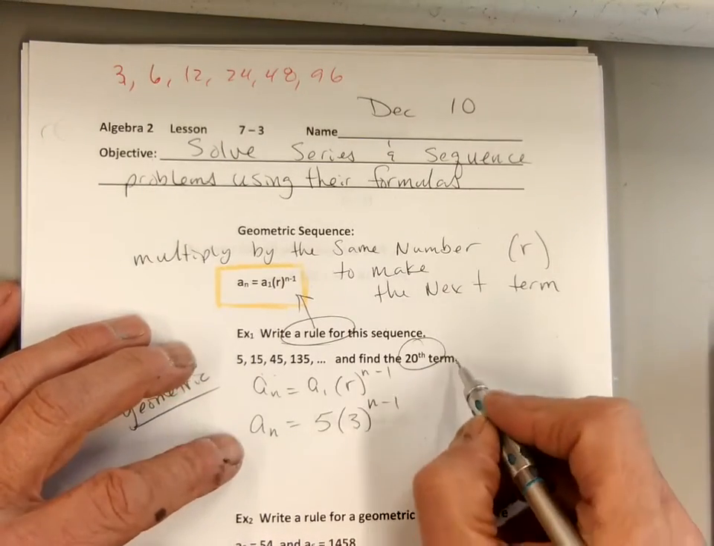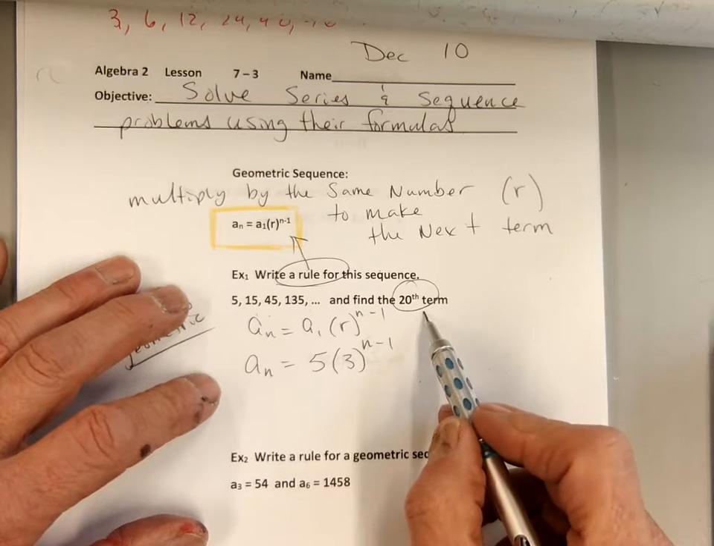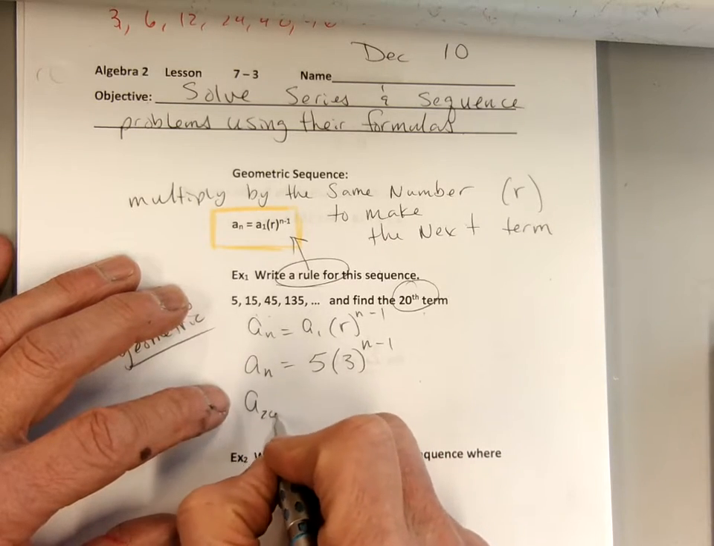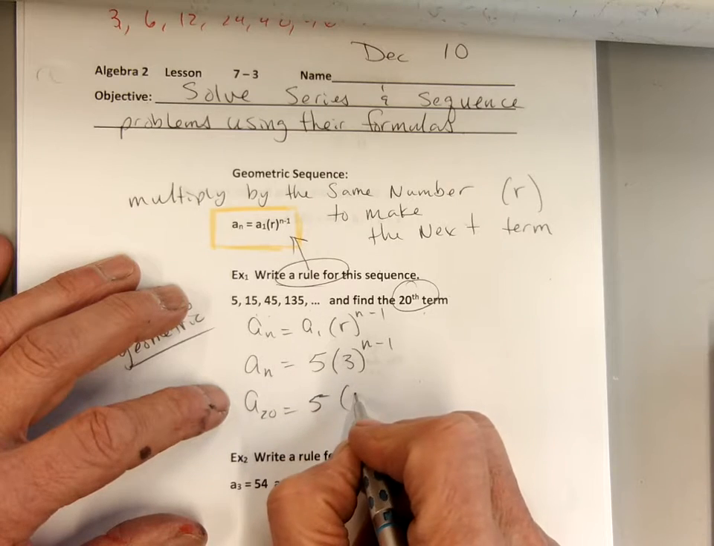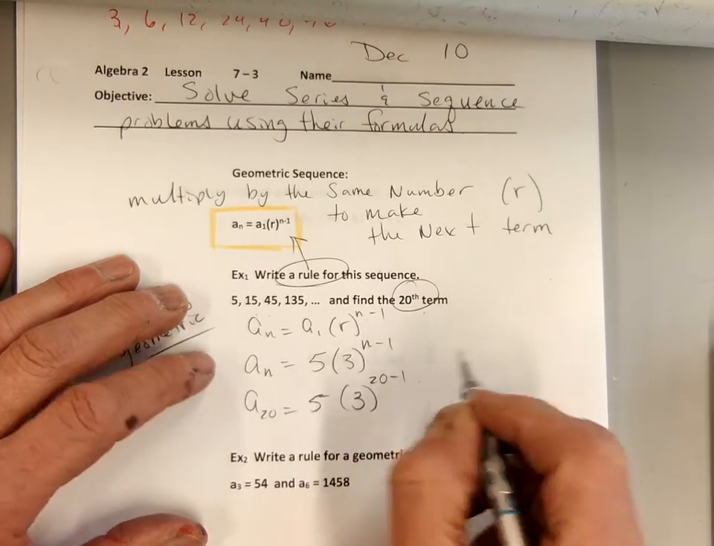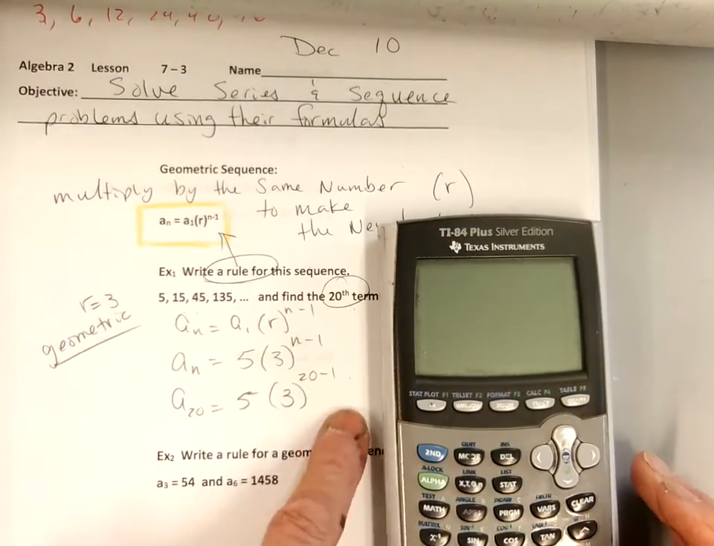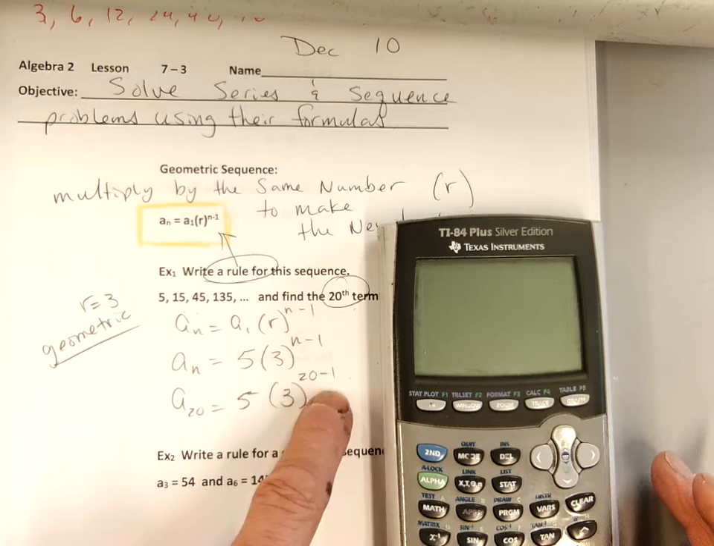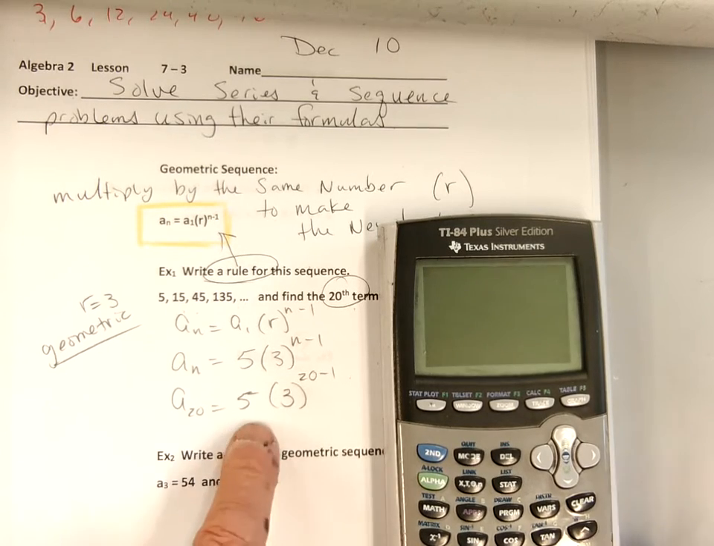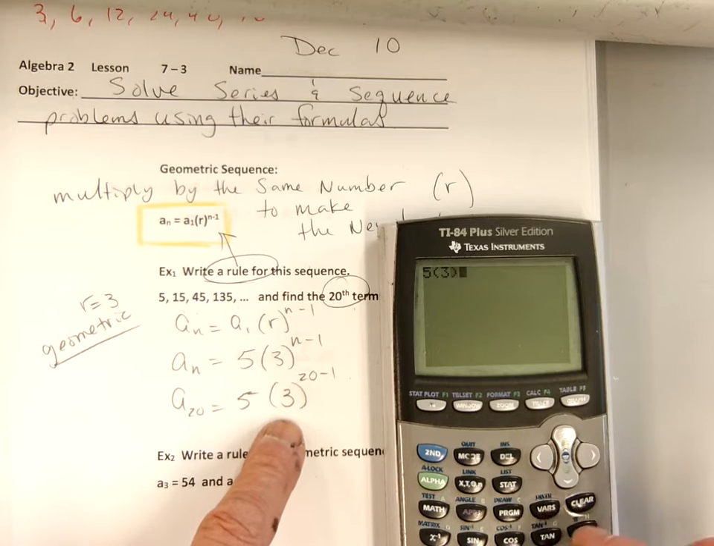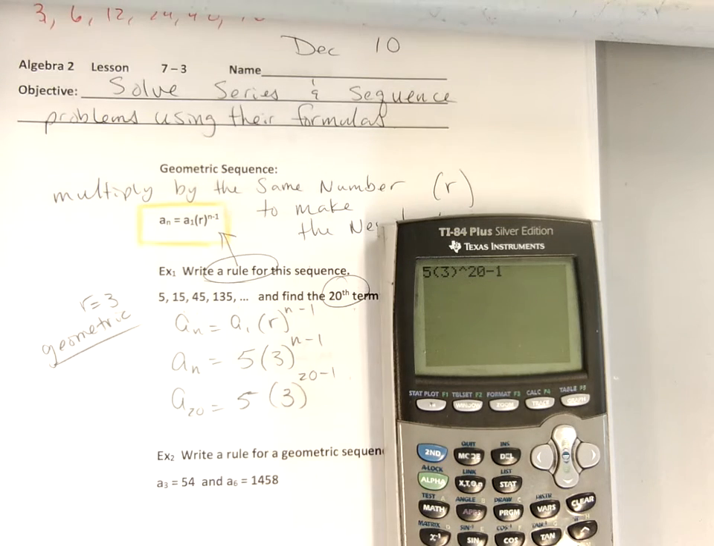So let's find the 20th term. Where does 20 go? For n. Good, for n. Nice job. So I'm going to go a of 20 equals 5 times 3 to the 20 minus 1. Now, Luke, you and I have old school calculators. I'm just going to make this a 19. Does that make sense? Because the old school calculators won't quite do it as well as the new ones. If I go 20 minus 1, it's going to be wrong, because it's going to take it to the 20th power and then subtract. I want that 1 up there, so let's make that 19.